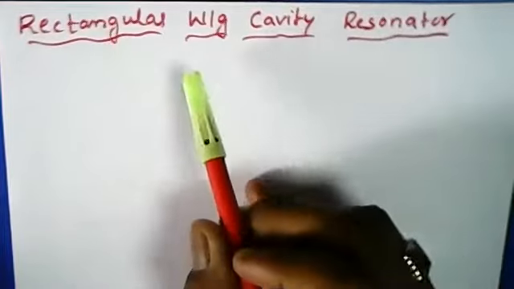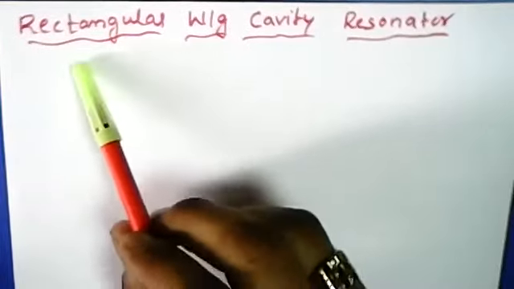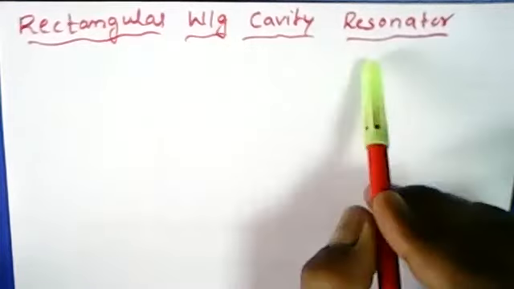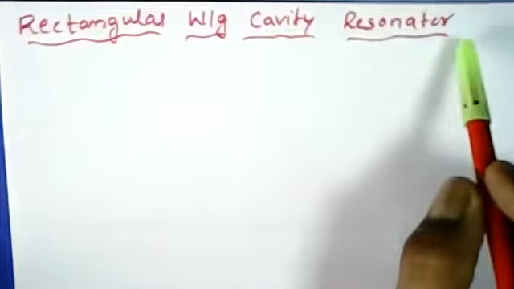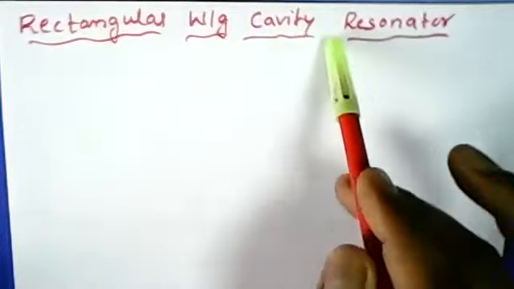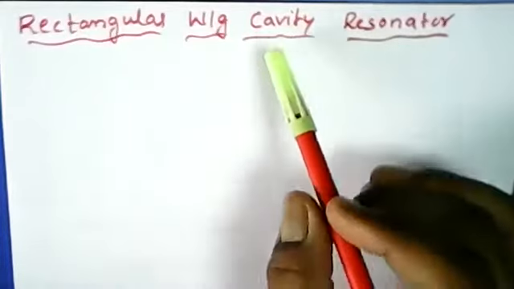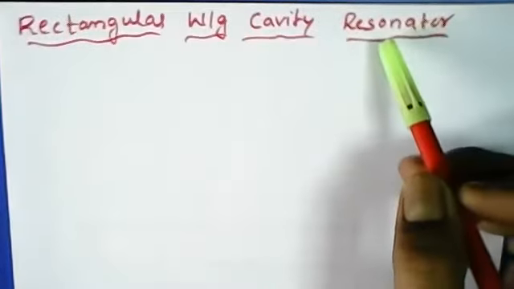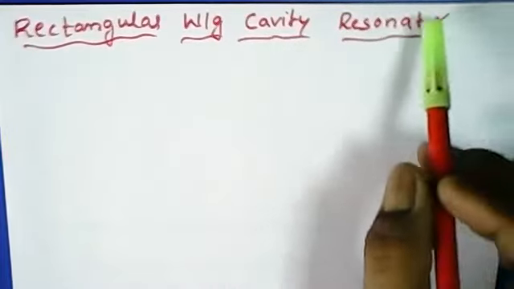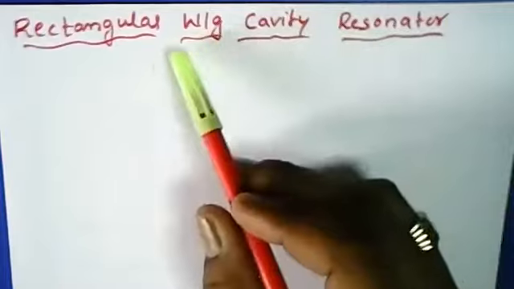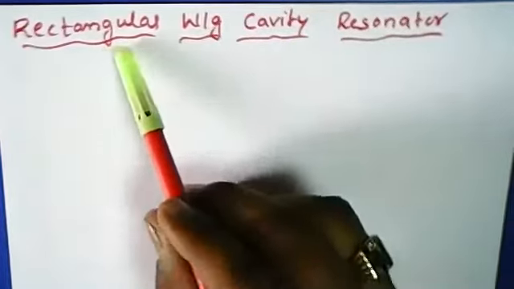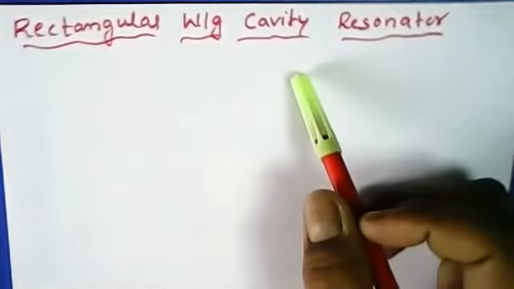Okay, and now we have a difference between the rectangular waveguide and the cavity resonator. Together it is called the rectangular waveguide cavity resonator. So before proceeding to the rectangular waveguide cavity resonator, I want to clear up what is meant by cavity actually. What is a cavity resonator? Then we will apply the concept of the cavity resonator to the rectangular waveguide. Okay, now let me proceed.